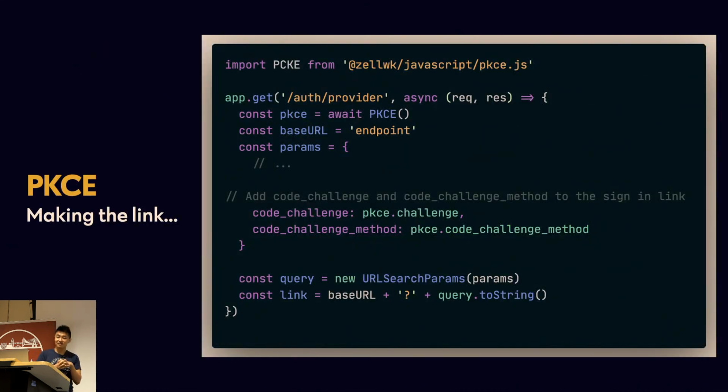Now, then you need to make a link, right? Because there's additional stuff. So in PKCE, when you make a link, you need to add 2 additional variables, and that is the code challenge and the code challenge method, in addition to all the other parameters that you already require for the link.